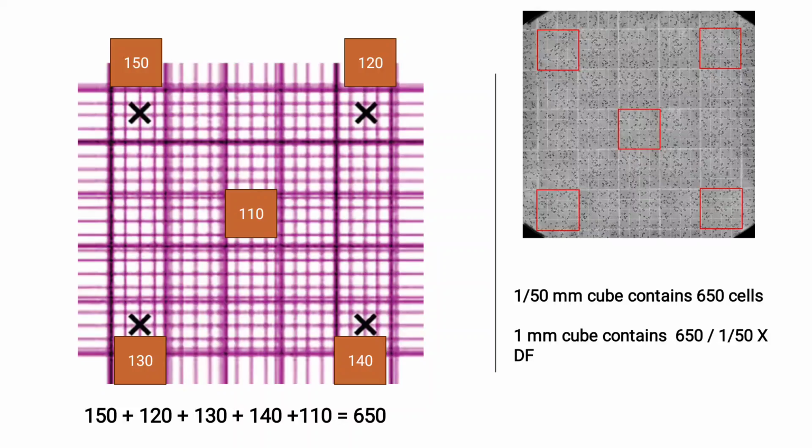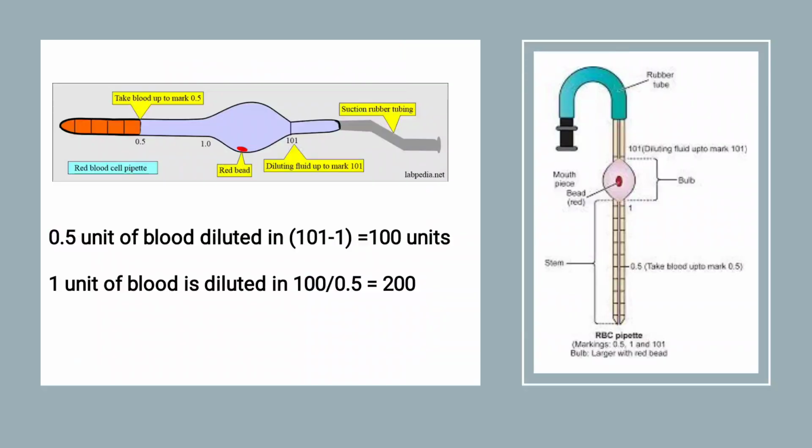Okay. So we know the volume of 5 large boxes is 1/50 cubic millimeter, and that contains 650 cells. So 1 cubic millimeter will contain 650 divided by 1/50, into the dilution factor. We have to multiply it with the dilution factor to get the total count of RBC.